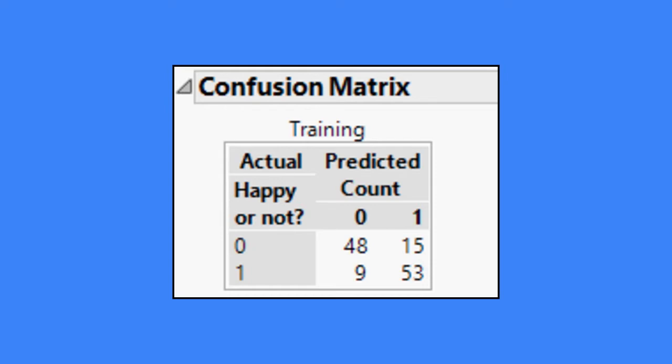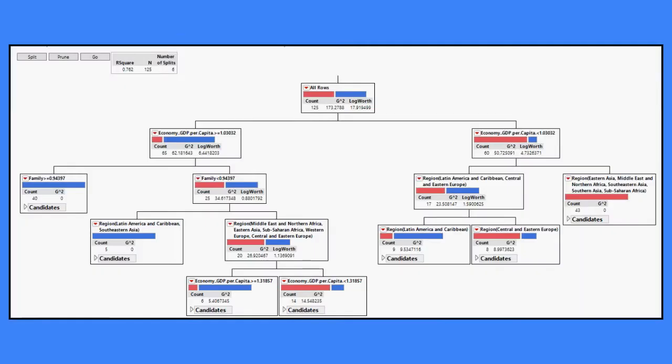Now, if we go to our classification tree, we see that the first split that it does is economy GDP, meaning that this variable is the one that decreases MSE the most. Then the second split that the classification tree does is actually by family, meaning that this is the second variable that decreases MSE the most. Then the model decides to split it by regions.